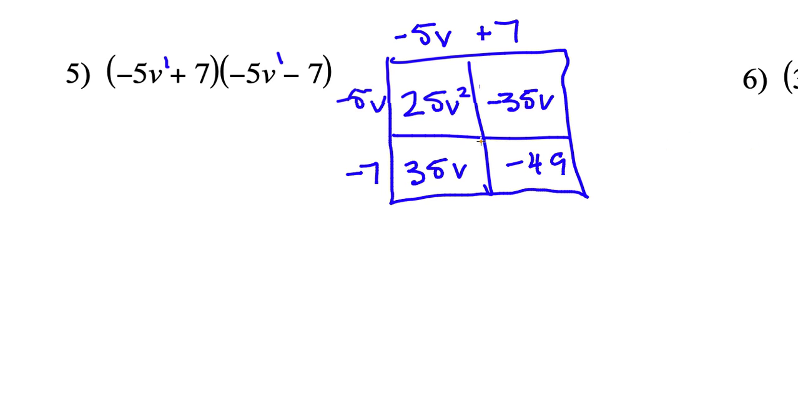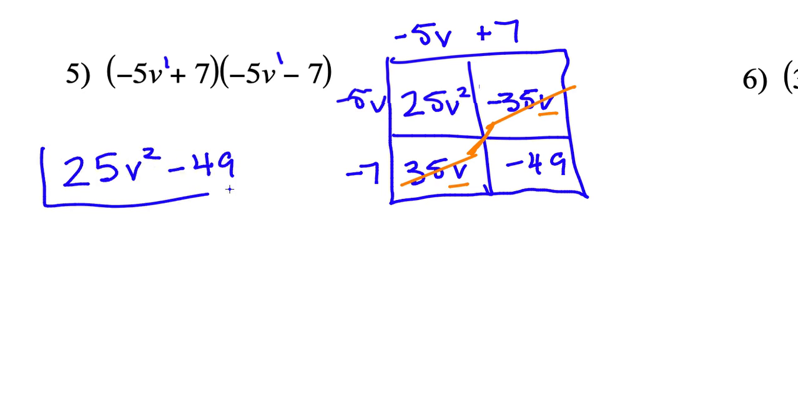Just like before, these diagonals, top right and bottom left, those are your like terms. That has a v, that has a v. It's a v to the power of 1. That means they're like terms. So what is 35v minus 35v? Well, they cancel each other out. So it's actually 0. And my final answer over here is 25v squared minus 49. And that is my final answer.